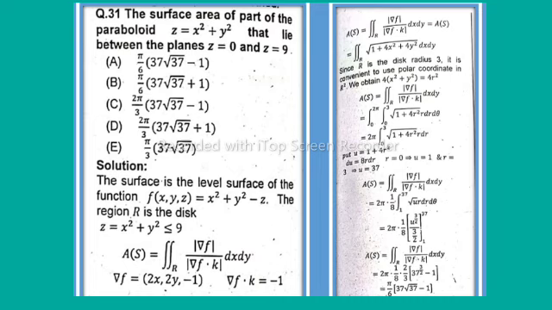So option A is correct, that is pi by 6 times 37 root 37 minus 1.